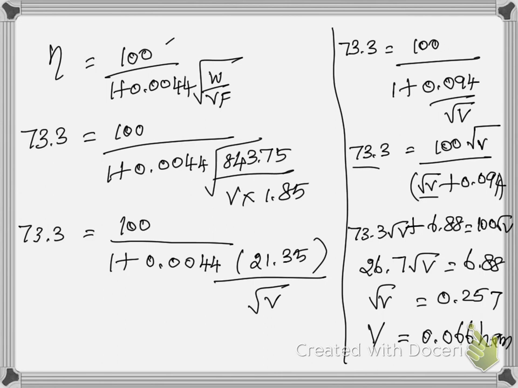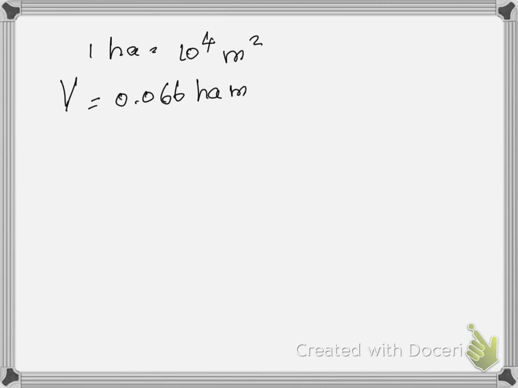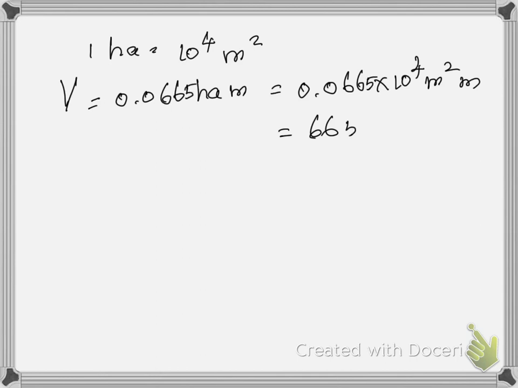Okay, now 1 hectare is equal to 10 power 4 meter square. So in that case my volume, I am having 0.066 hectare meter, so it becomes 0.066 into 10 power 4 meter square meter, which is equal to 665.4 meter cube. So this is going to be the volume of the filter.